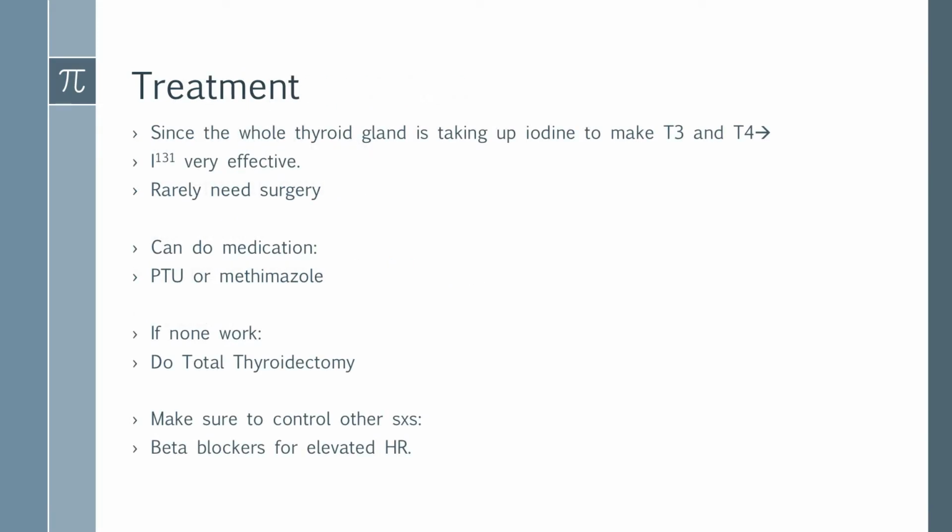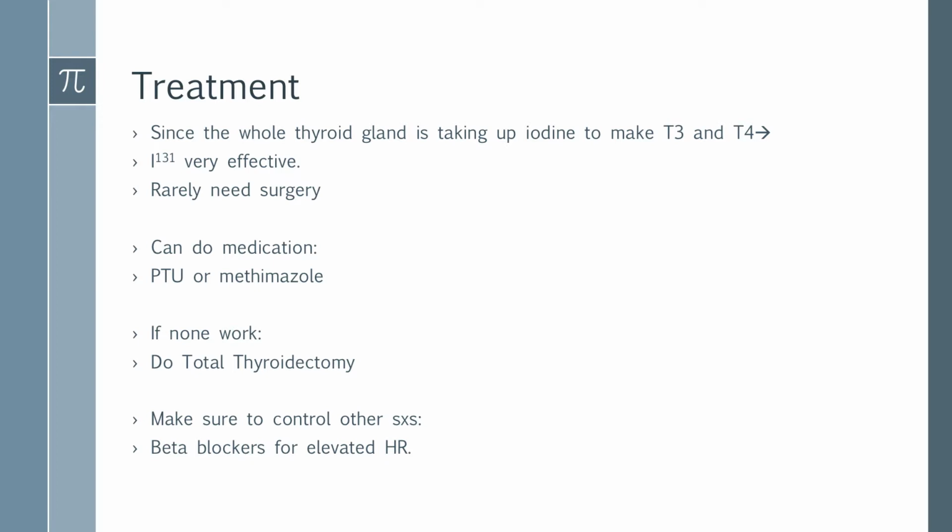The treatment. Since your whole thyroid gland is taking up iodine, you can use that to your advantage. So here you use iodine 131. Don't get confused by iodine 123 and 131. 123 is lower than 131. The higher number is dangerous because it kills. 123 is for imaging. So you use iodine 131, think of it as a poisonous iodine. Your thyroid's going to take it up, and that poisonous iodine is going to kill your thyroid gland. You rarely need surgery in somebody who has Graves because this iodine therapy works very well.